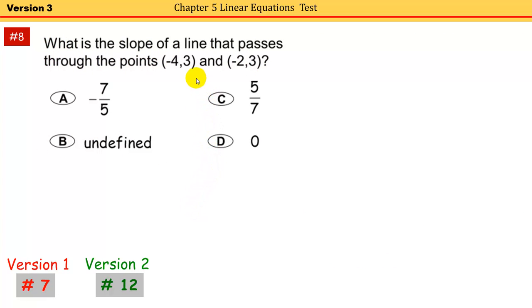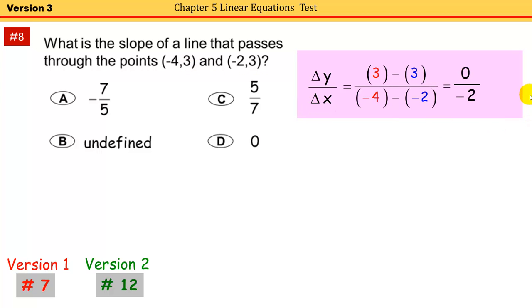Number 8, what's the slope of a line that passes through these points? Again, very simple problem, just finding the slope, but when we do the change of y over the change of x, you get a 0 up top. What that means is this is a horizontal line. And if you drew that out, it would be pretty easy to see. A horizontal line, that's the only way that I could possibly have 3 points that have the same y value. And if they have the same y value, it's a horizontal line, which means our slope is 0.